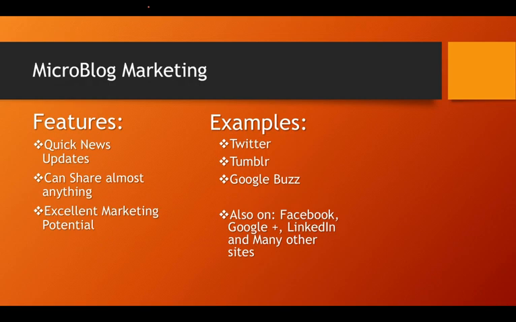Microblogging, of course. The benefit of microblogging: quick news updates, can share almost anything. Just because it's a little line of text doesn't mean you can't share a link that goes to almost anything online. So that's one of the reasons why Twitter is so powerful, is you can put a link in there. If there were no links supported, it'd be interesting to see how much Twitter would be used right now. Its primary purpose really is sharing links.